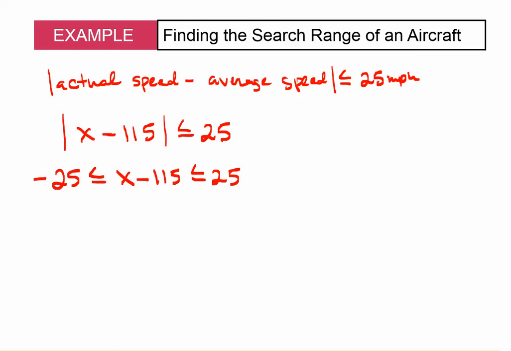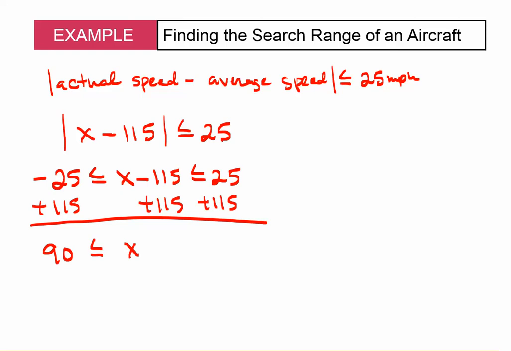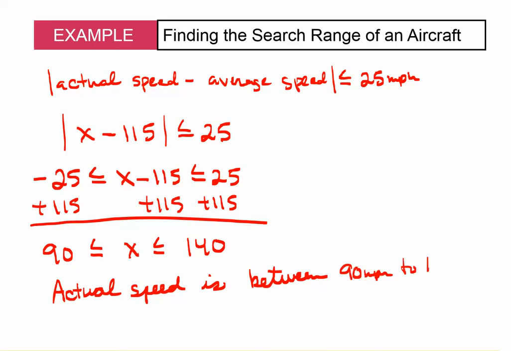That's kind of what we're solving for. And right now we're just looking at possible speeds of the airplane. So adding 115 to all three sides gets us to this right here. So what is this saying? The lowest the airplane was going was 90, and the fastest, if it had a tailwind, means they were traveling at 140 miles per hour. So the actual speeds are between 90 and 140 miles per hour.